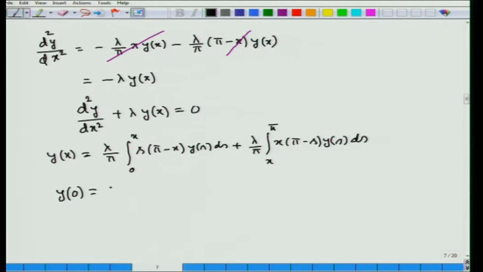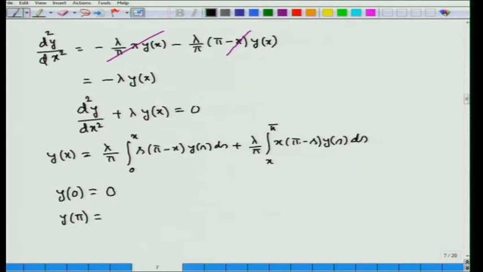So, ultimately we have y(0) equal to 0, and similarly if you substitute x equal to pi here, the first integral vanishes because the integrand is identically equal to 0 as it involves the pi minus x term. So, substituting x equal to pi, this integrand will be 0. So, no contribution from the first integral, and in the second integral the limit is from pi to pi.